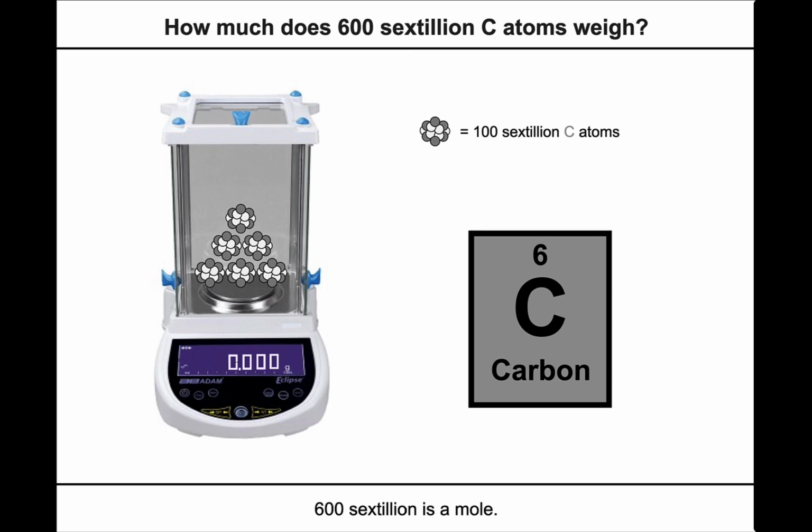How much is it? Well, the nucleus has 12 particles inside. So this is going to weigh 12 grams. That's all it is. Once you realize that the mass of a mole is the same as counting the protons and neutrons, you will understand this topic. 600 sextillion carbon atoms weighs about 12 grams. That's a mole of carbon.